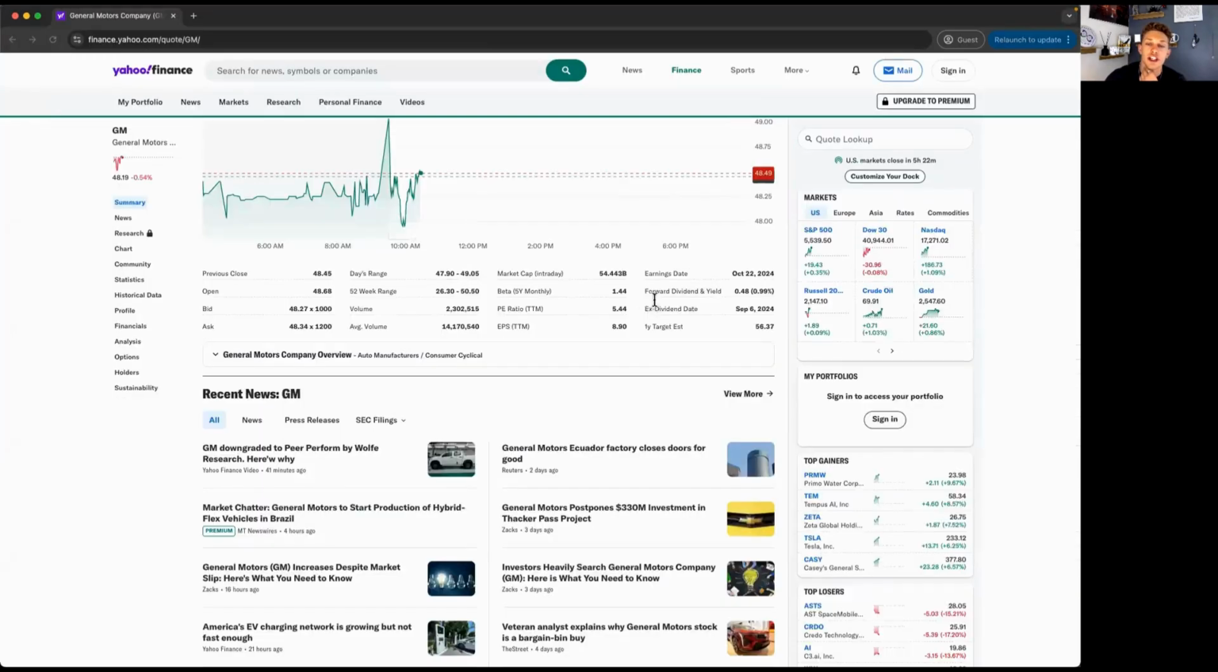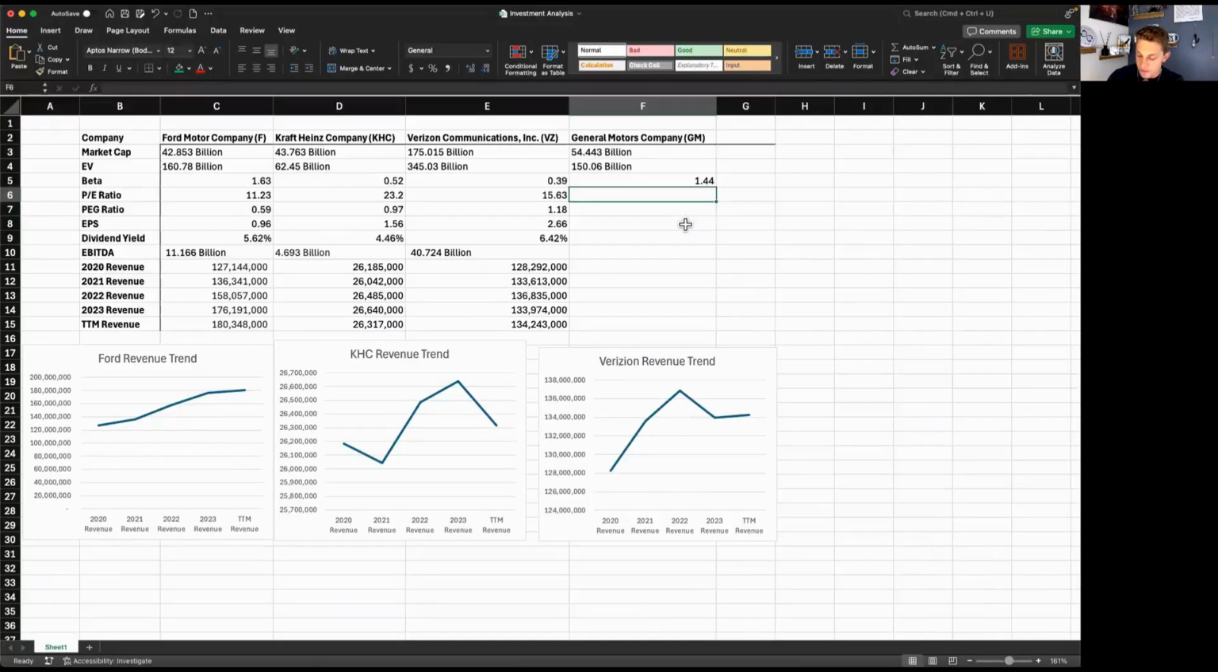Next up, we want our PE ratio, price to earnings ratio. That one is right here, trailing 12 months, and we have 5.44. That actually is a really encouraging number. It means investors are currently only paying $5.44 per dollar of current earnings in GM. That's a pretty good number, especially compared to triple that for Verizon, almost 5 times that for KHC, and a little over double that for Ford. So that's actually a pretty good number there.